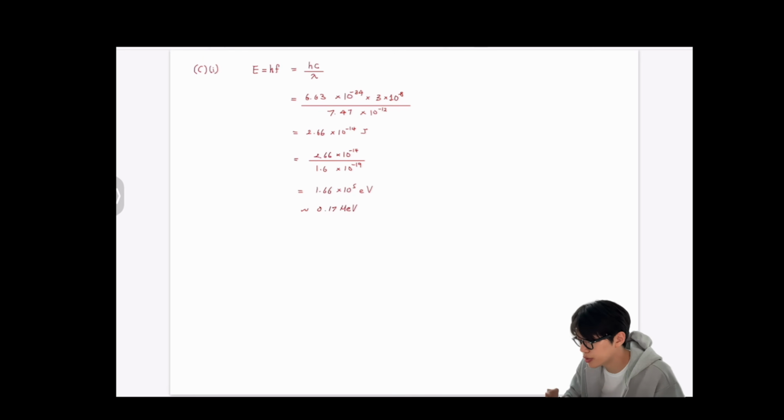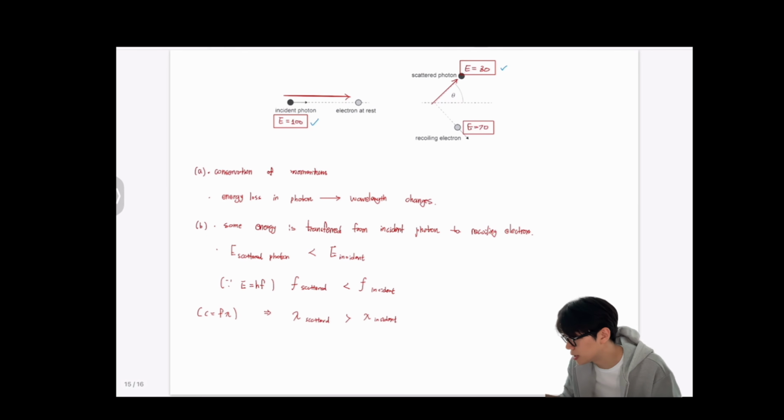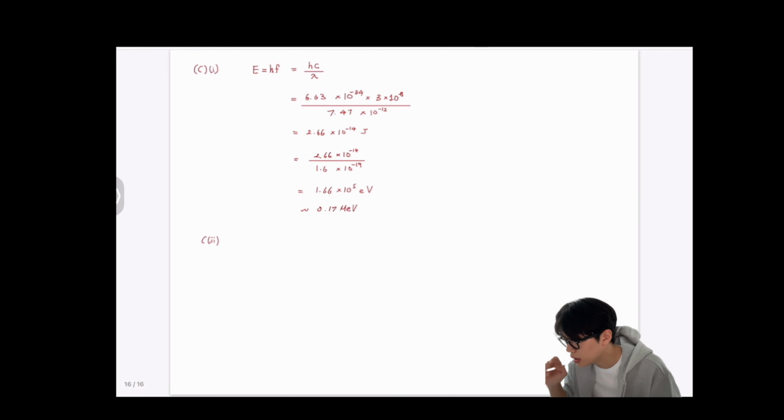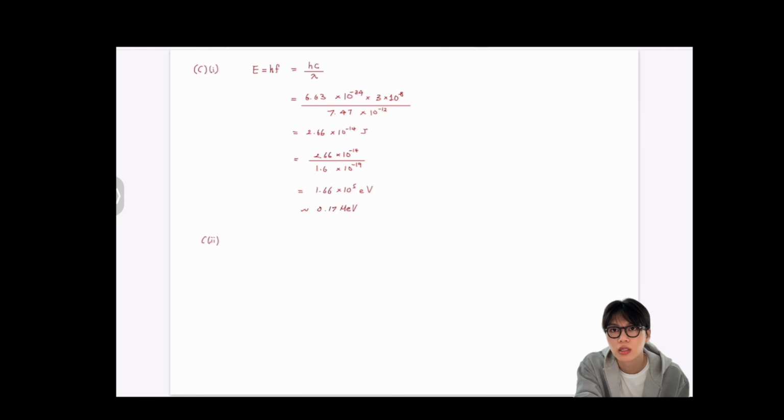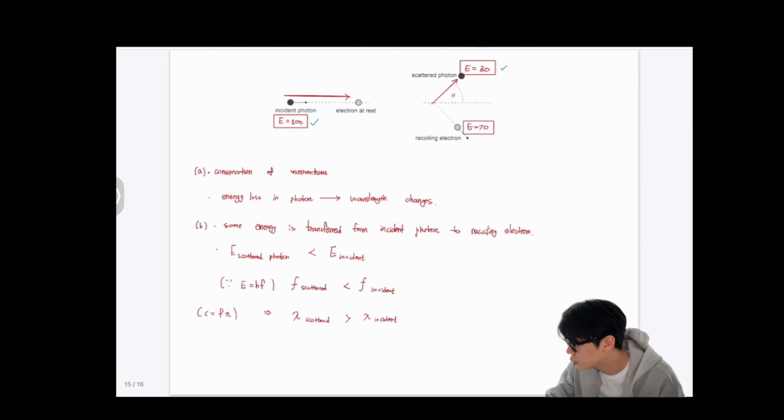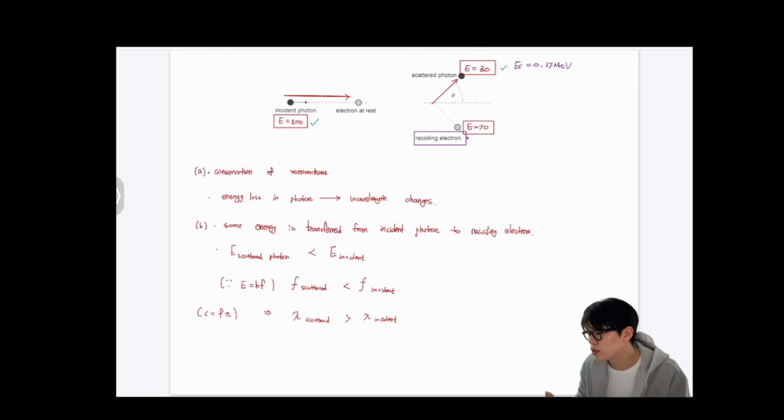So what I can do in this question is, if you see these numbers here, in question C1 we calculated the energy of the scattered photon, which is 0.17, right? So the scattered photon energy was 0.17 MeV. And we want to calculate the energy of the recoiling electron, right? Then what we can do is calculate the energy of the incident photon, and then just subtract from that, right?